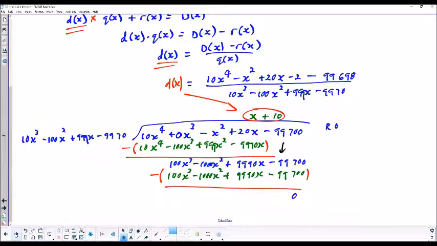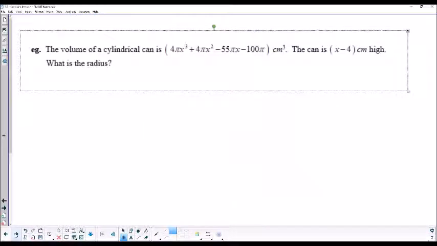Okay, and now I'm just going to do one final example here. We've got a volume of a cylindrical can being 4 pi x cubed plus 4 pi x squared minus 55 pi x minus 100 pi centimeters cubed. The can is x minus 4 centimeters high. We want to find out what the radius is.